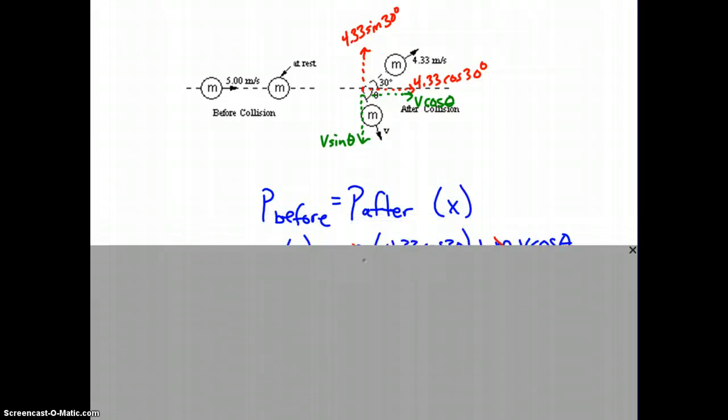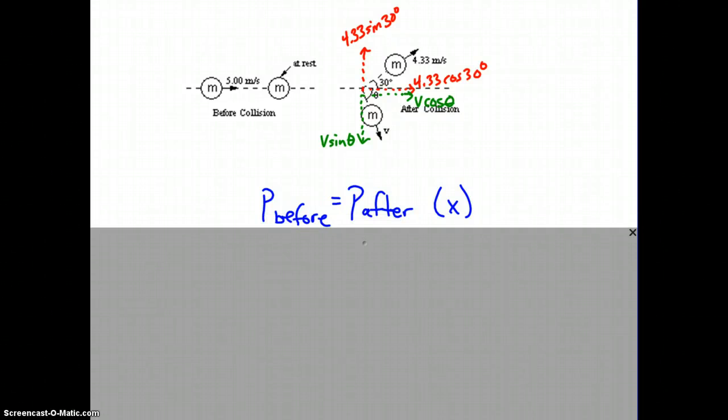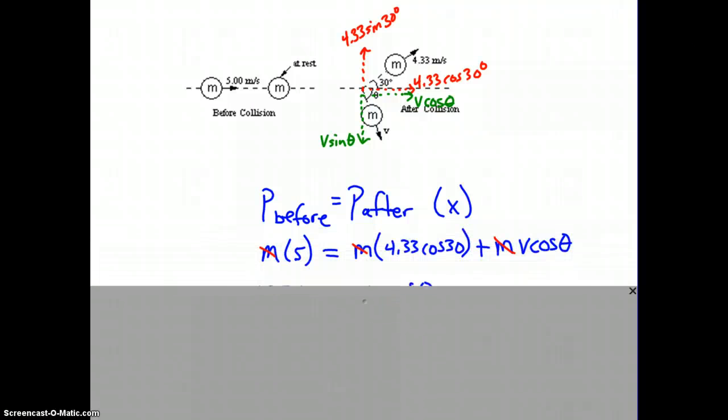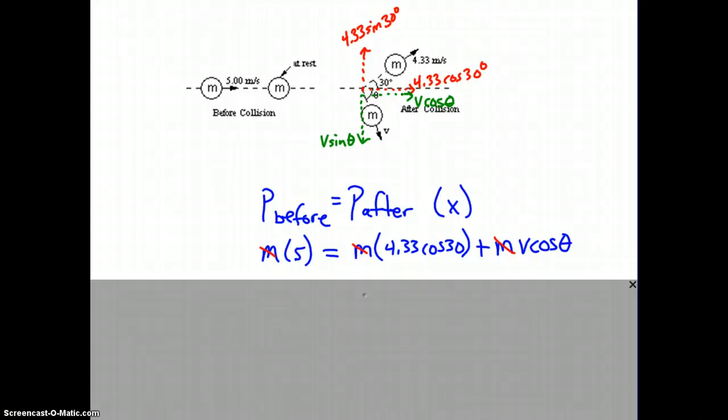The first thing I did was I conserved momentum in the x direction. So what objects, if any, have momentum in the x direction before collision? Well, it's just the initial original ball, which has mass m and speed 5. Afterwards, that same mass m has a velocity 4.33 cosine 30 in the x direction, plus the bottom ball has mass m, which has speed v cosine theta in the x direction as well.